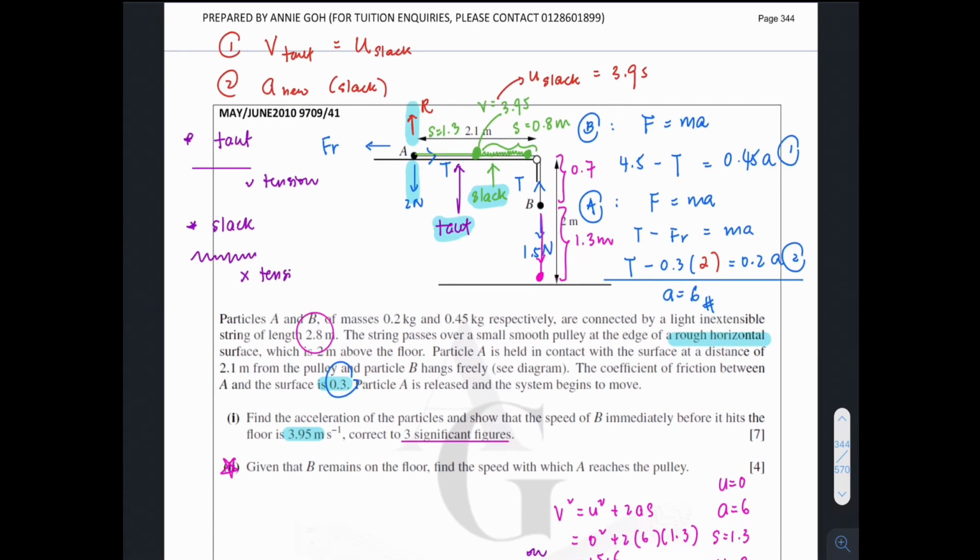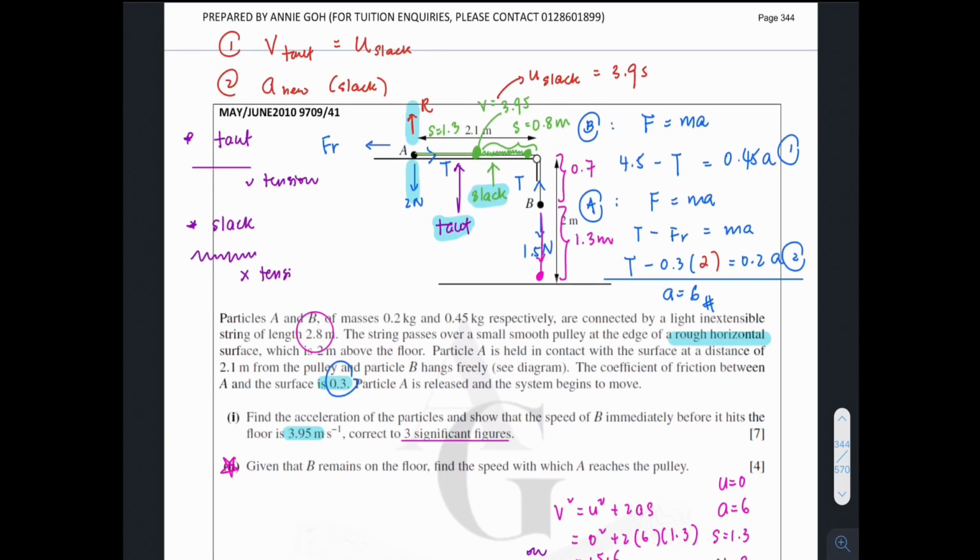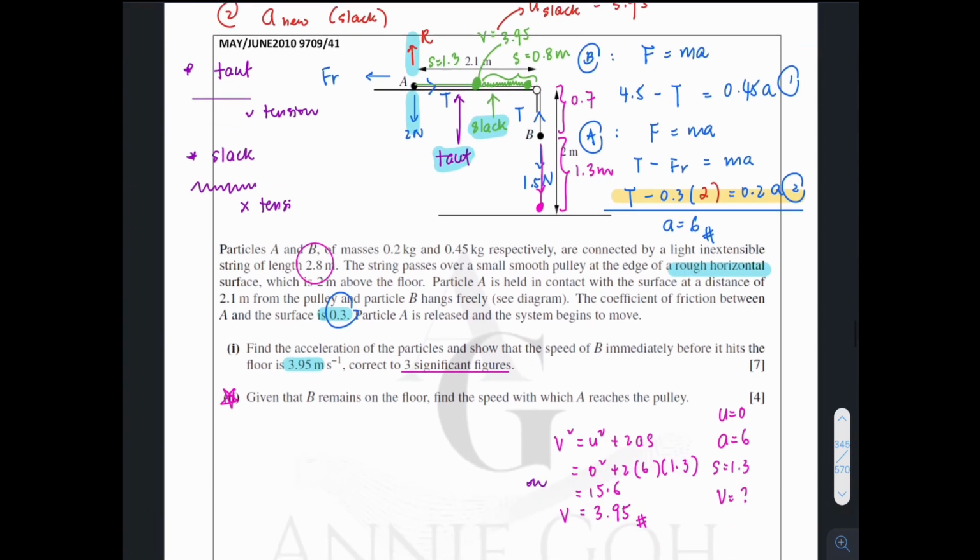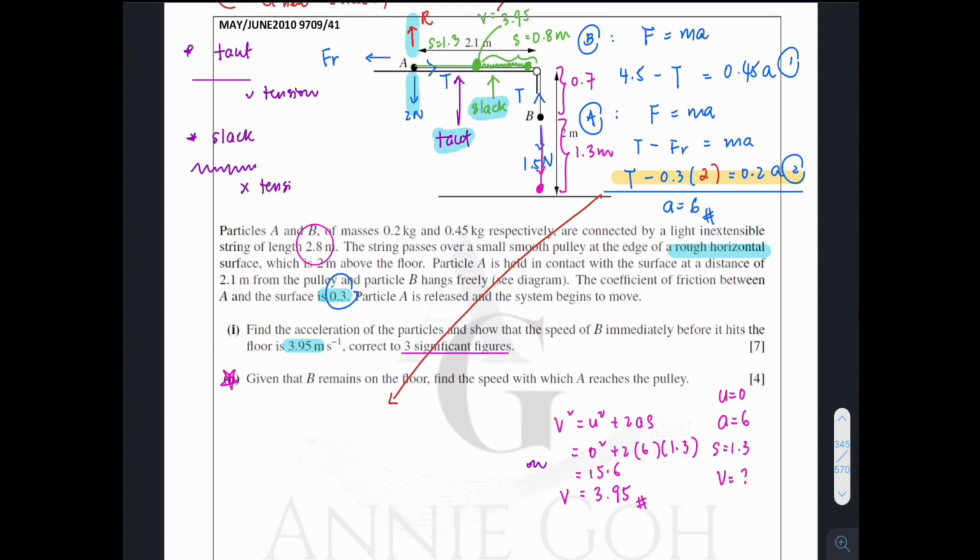How do we find the new acceleration when it's slack? You just need to look back at the equation that you formed earlier in part 1 for particle A, which is this equation. When the string is slack, there is no more tension in the string. So what shall we do to this equation? We put back the same equation, T minus 0.3 times 2 equals 0.2a. This was the equation from part 1.